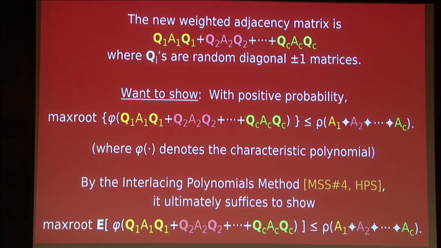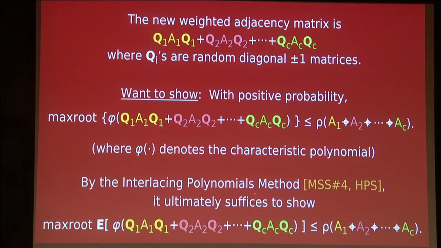And now you apply all this stuff from the interlacing polynomials method, in particular the fourth paper in the series and the Hall-Puder-Sawin paper in the series. I won't get into that, but if you apply all that machinery and generalize it just a teeny tiny bit, you find that it ultimately suffices to show that this is bounded by the spectral radius of the infinite graph. This is the maximum root of the expected characteristic polynomial of this matrix.